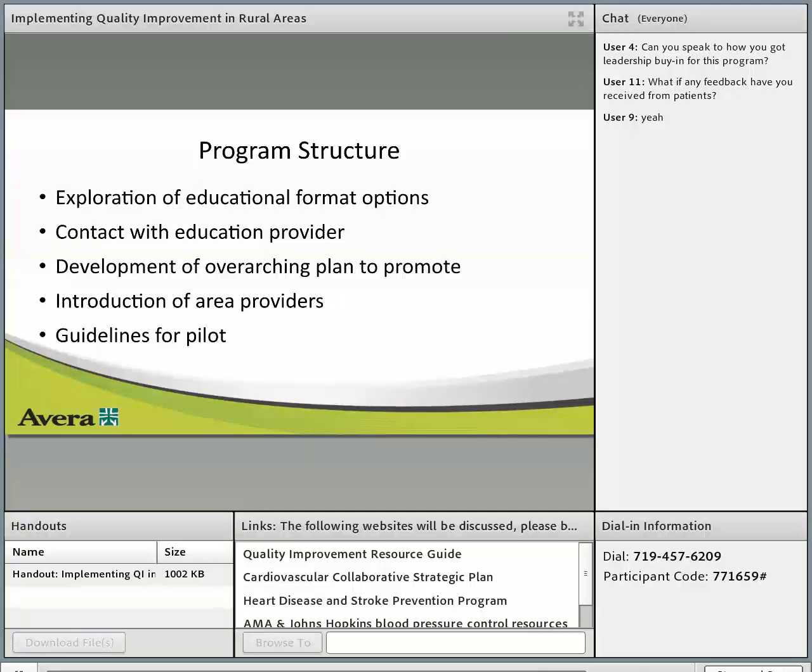We saw that those educational opportunities really fill the need directly within the community. Each community really had a different approach to that, and that was important for us to see. We looked at the development of an overarching program.